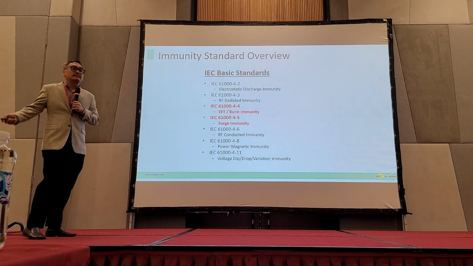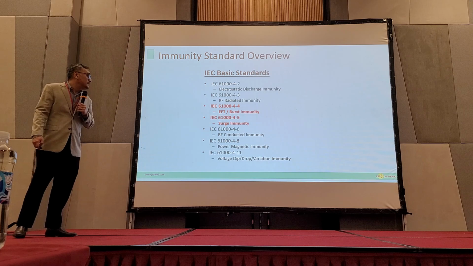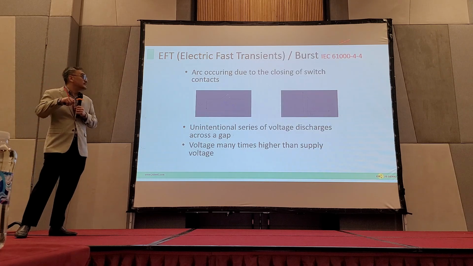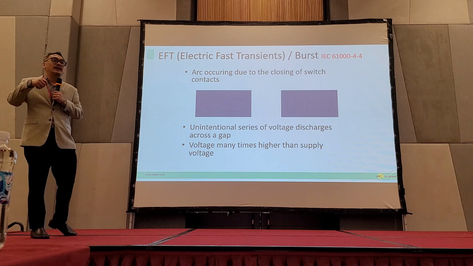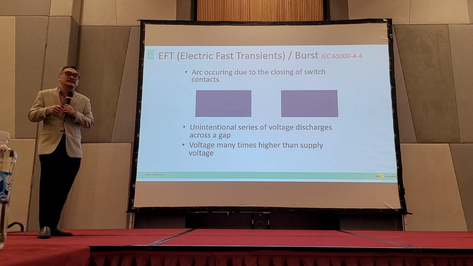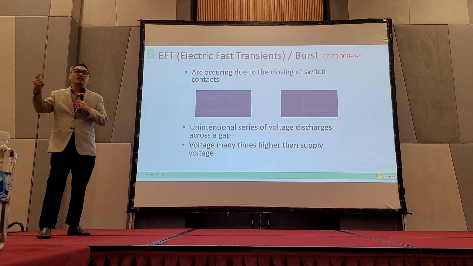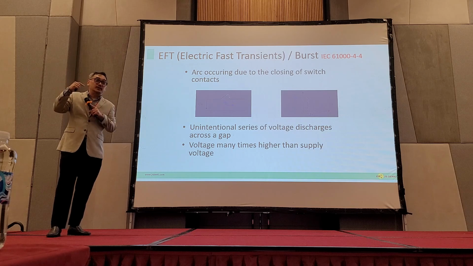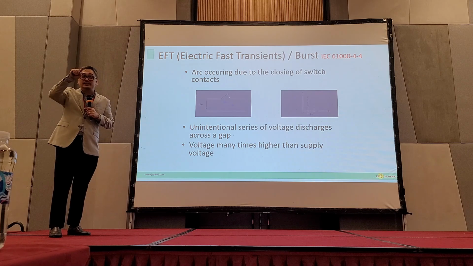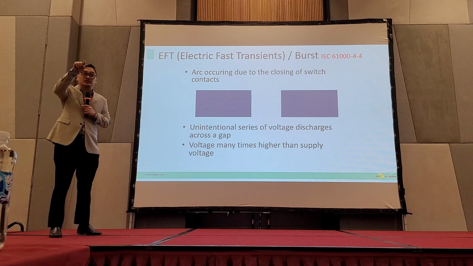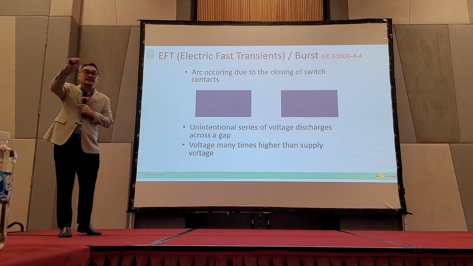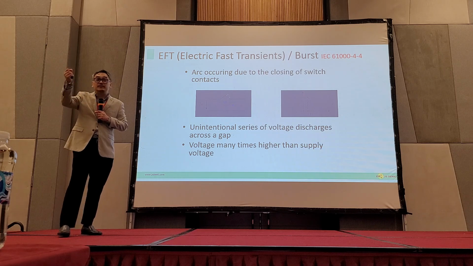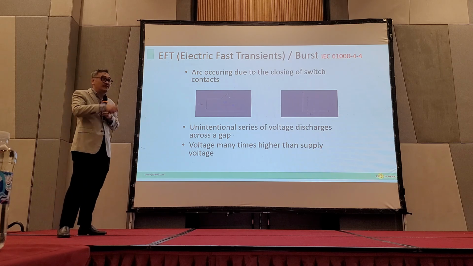Next, EFT, electric fast transient or burst, and surge immunity. So this test, 61000-4-4, is defined to talk about electric fast transient. So imagine you're always switching the light on and off very fast. Do you see a spark in the switch? A fire in the switch. Anybody seen it before? When you switch on and off, you will see. So this is actually a fast transient.